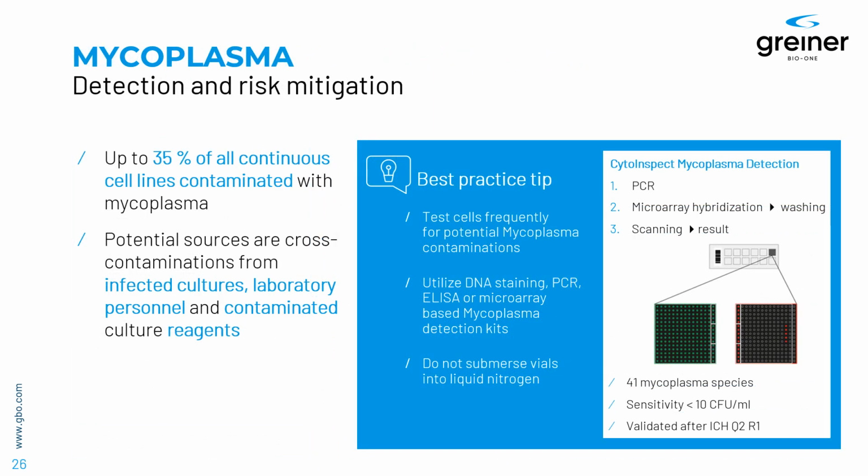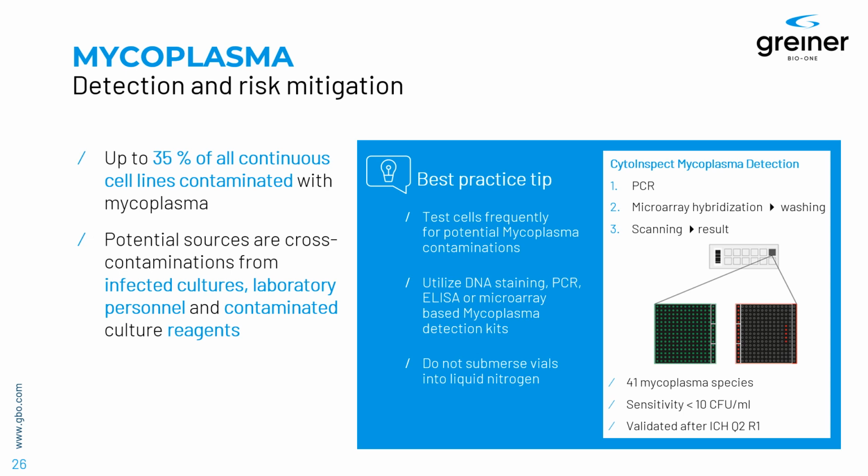A very prominent example for biological contaminations is mycoplasma contaminations. Up to 35% of all continuous cell lines are today believed to be contaminated with mycoplasma, and potential sources are cross-contaminations from infected cultures, laboratory personnel, so human beings, and also contaminated culture reagents. Best practice tips here include the frequent testing of your cells for potential mycoplasma contaminations, utilization of DNA staining, PCR technologies, ELISA or microarray-based mycoplasma detection kits or similar methodologies.